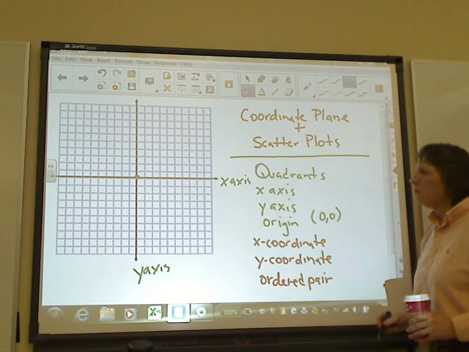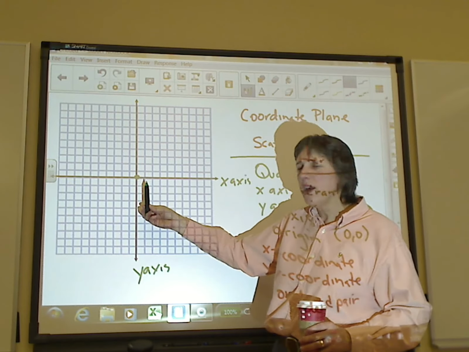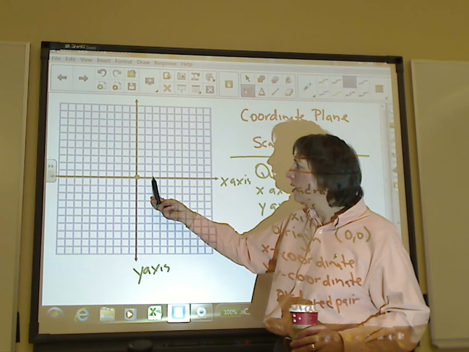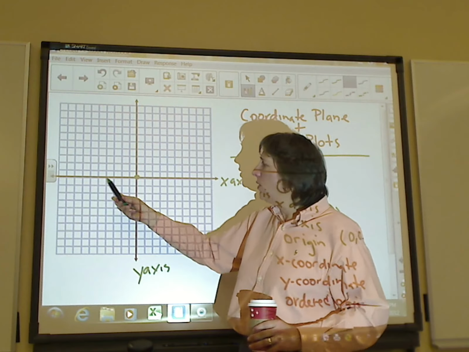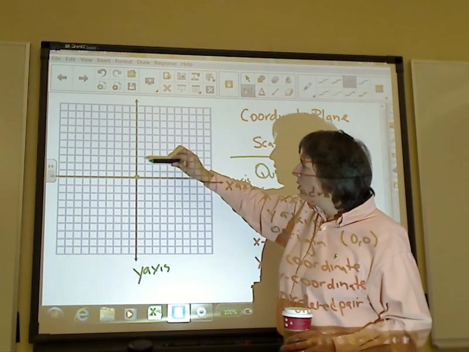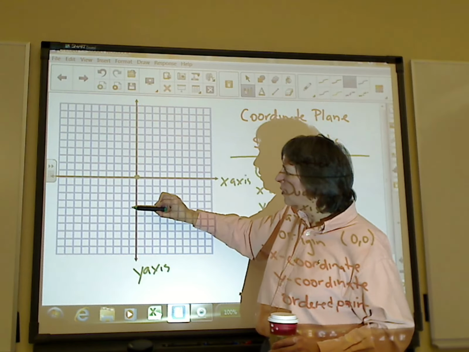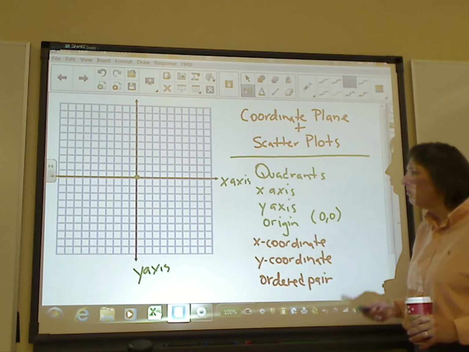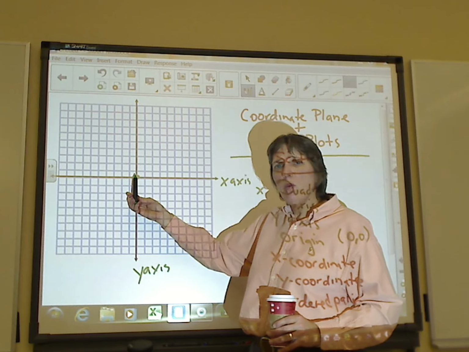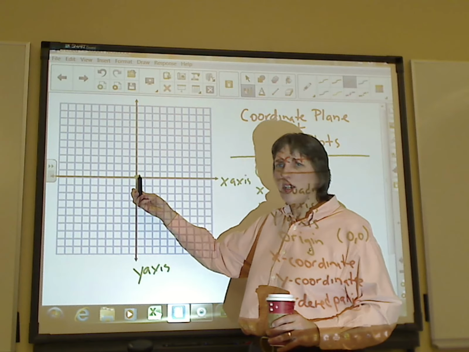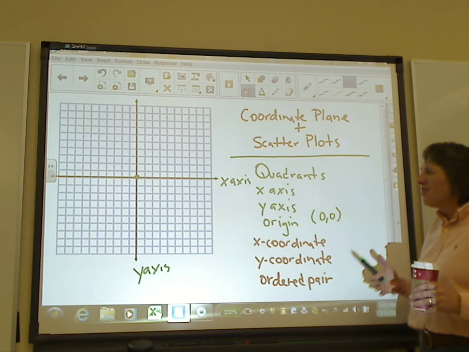Each of these segments can be counted by ones, twos, or however you want. For our sake, each one is going to count one. So this is 1, 2, 3, 4, 5. Over here, -1, -2, -3. This is just like a number line. On the y-axis, this is 1, 2, 3, 4, 5, and -1, -2, -3, -4, -5. The point right in the middle is 0 for both the x and y axes. X is 0 here, and y is 0. That's why it's called the origin. It's where it starts.